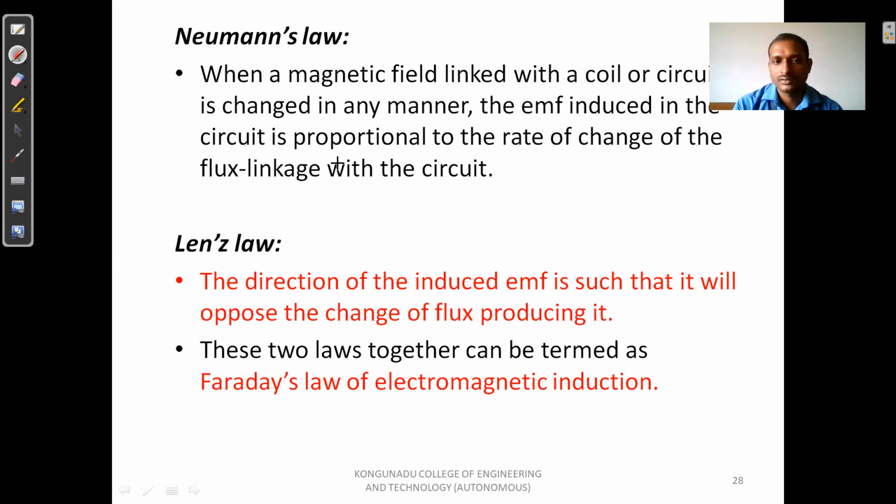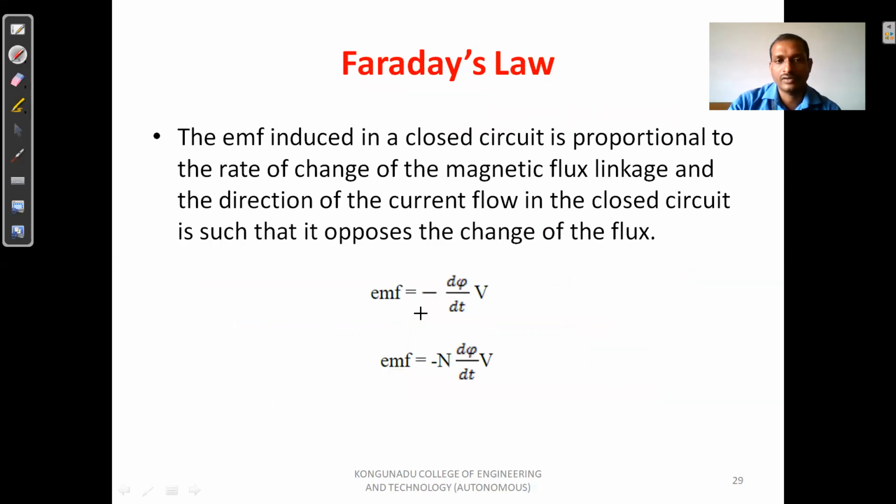Lenz's law means the produced induced EMF will oppose the rate of change of flux. These two laws combined together are termed Faraday's law of electromagnetic induction, a very important principle for electrical machines. DC machines work under the principle of electromagnetic induction. Newton's law means the EMF is directly proportional to the rate of change of flux. Lenz's law means the produced EMF opposes the rate of change of flux. The combination of these two is called Faraday's law of electromagnetic induction.